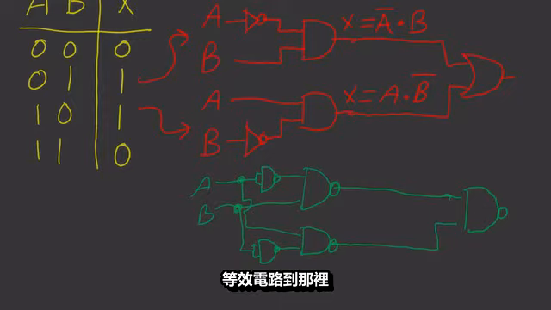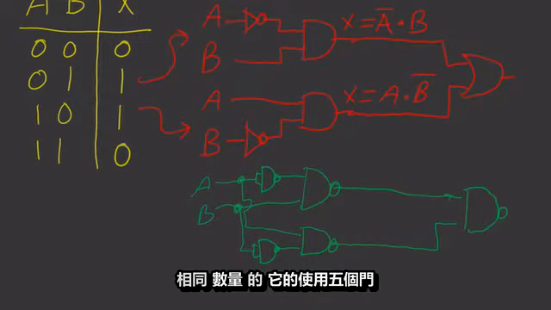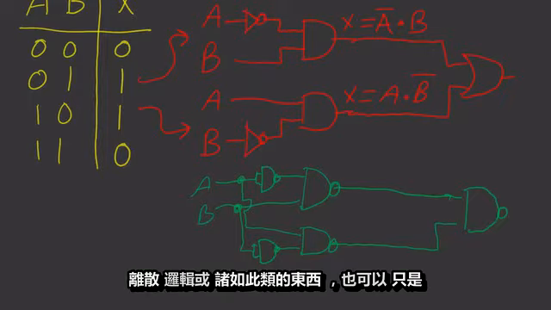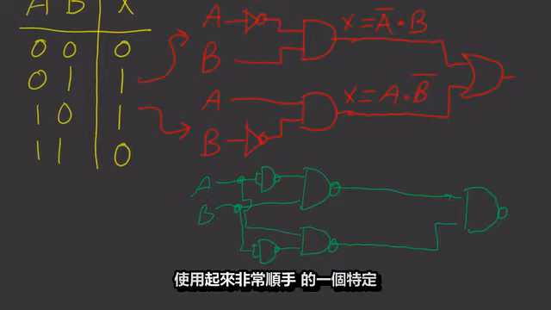That is the equivalent circuit to that up there, using basically the same number of gates. It's using 5 gates, but they're all NAND gates. So that can be advantageous if you're using discrete logic or whatnot. It can be very handy to use the one particular type of gate.